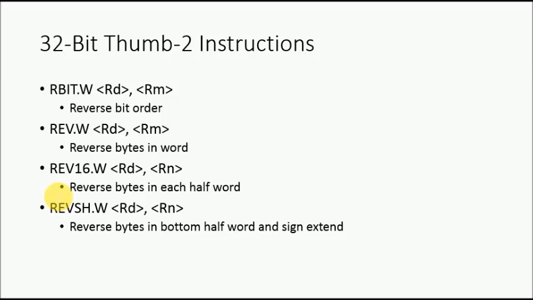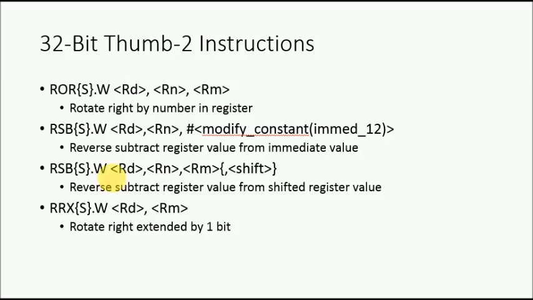Next instructions are the rotate instructions, that is ROR.W Rd, Rn, Rm. This is a very simple instruction. ROR means rotate right. So the content of Rn is rotated to the right by the number specified in the register Rm, and the result will be stored into the register Rd.